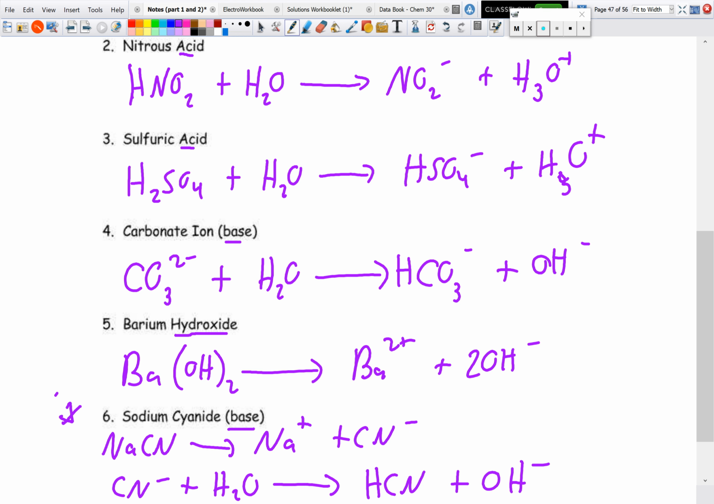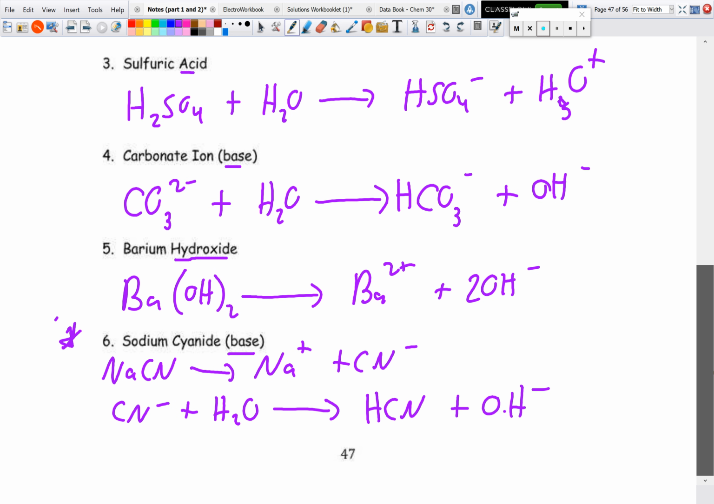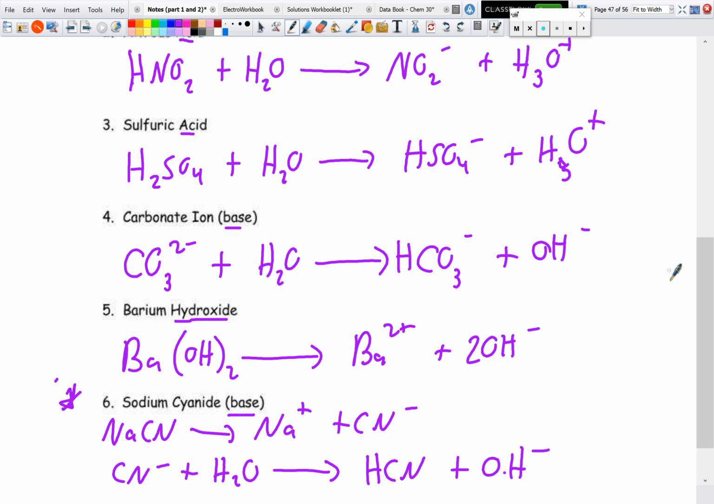And for our sodium cyanide, this is one where it's an ionic compound, right? So dissociation equation first to produce our negative ion, then our negative ion will react with our water to produce our hydroxide. That is how we do those. We're using the modified Arrhenius theory to prove that sodium cyanide, barium hydroxide, carbonate ion will act as a base. Now, of course, in your notebooks, there's going to be a few more examples, so just make sure to go through these here and just get comfortable with the difference between the modified Arrhenius theory and the normal Arrhenius theory.